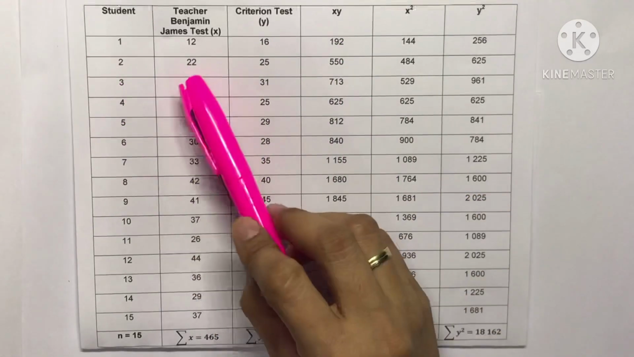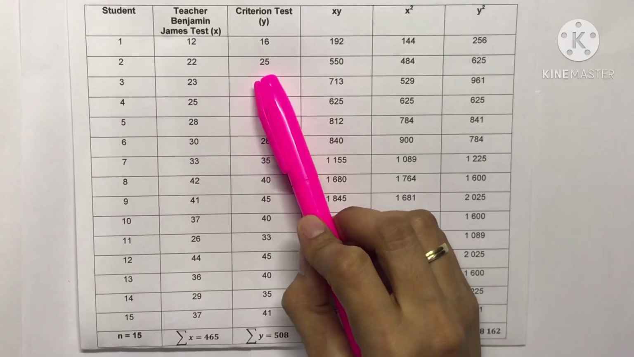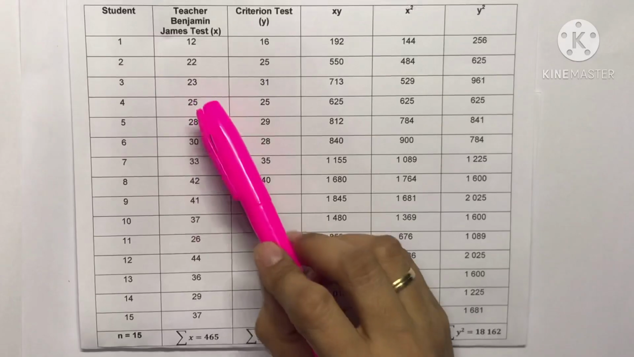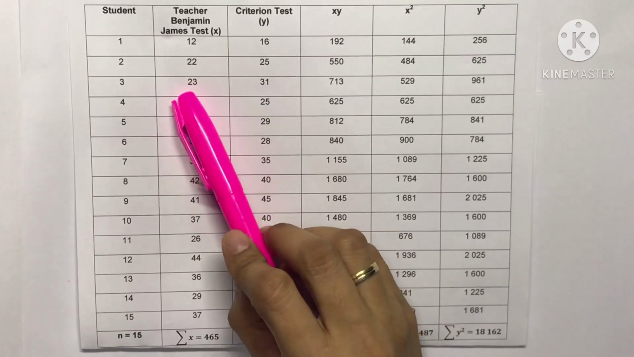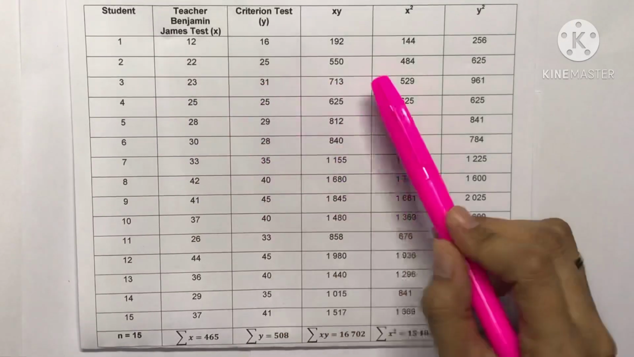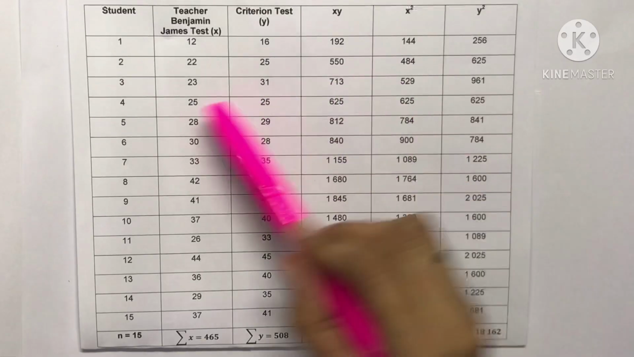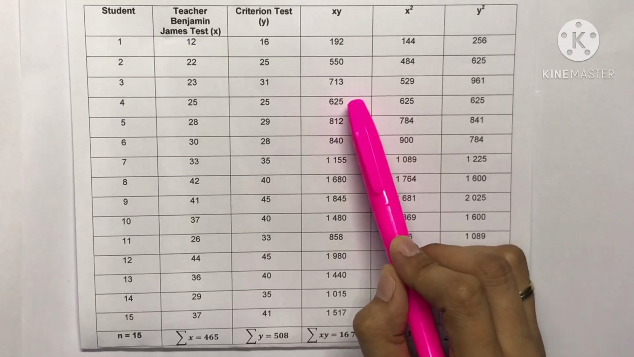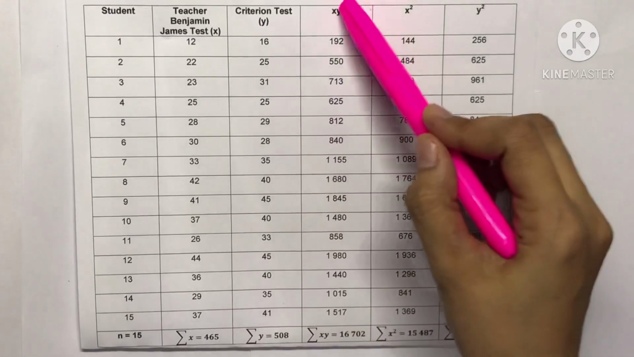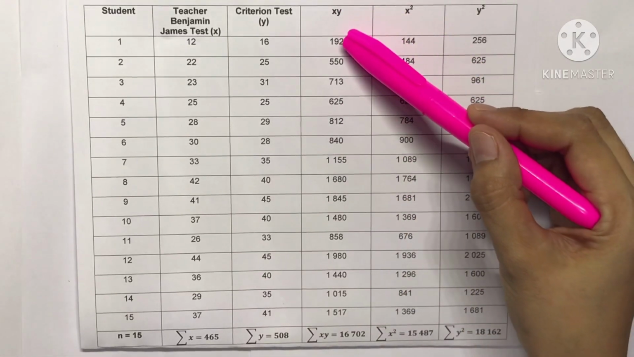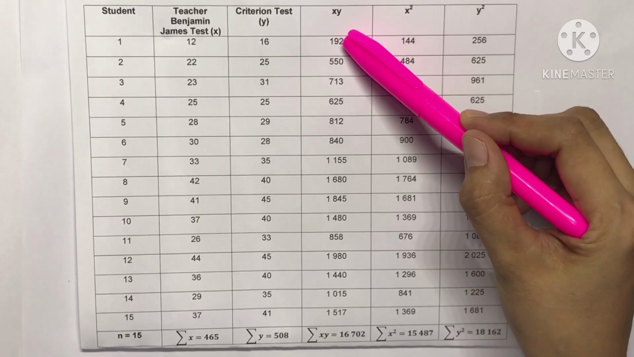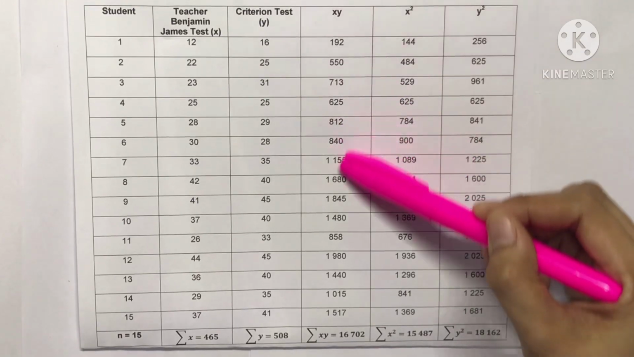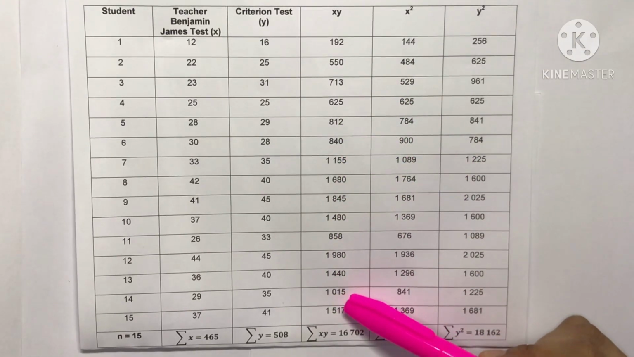For the second student, 22 times 25, 550. For the third student, we have 23 times 31, 713, and so on. You multiply your x and then your y so that you can have the answer for your xy. So if we get the total of this, 192 plus 550 plus 713 and so on up to 1517.